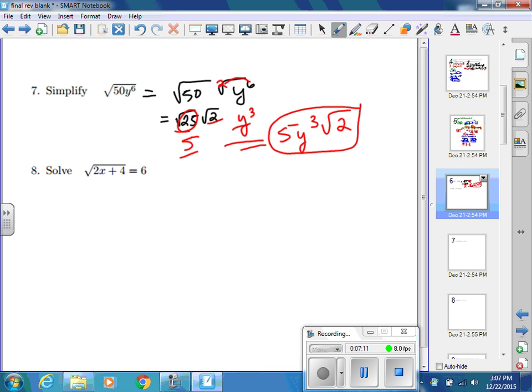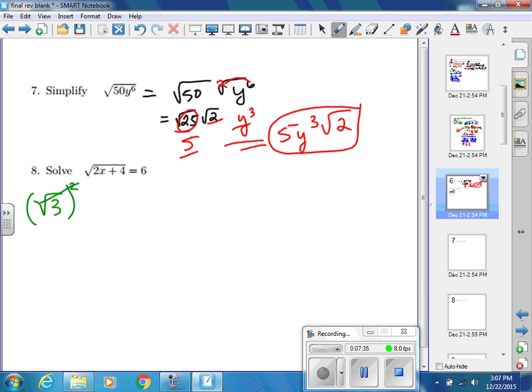Now, number 8 is asking us to solve. And in order to solve it, I need to get rid of this radical to get to x. Okay, so whenever you're solving these, this is again from chapter 8, is to get rid of the radical. To get rid of the radical of 3, you want to square it. The square knocks out the radical, and I just get 3. So in this case, I want to do that.